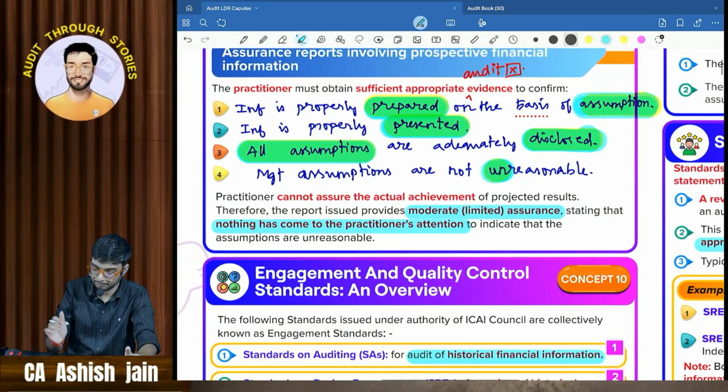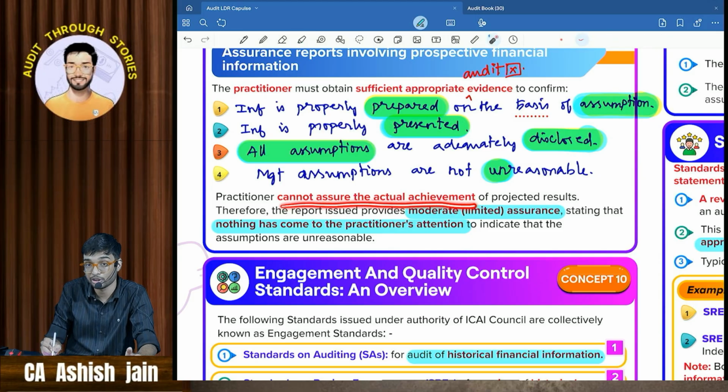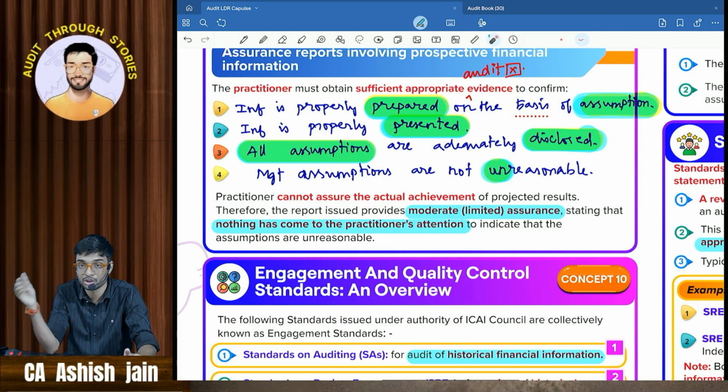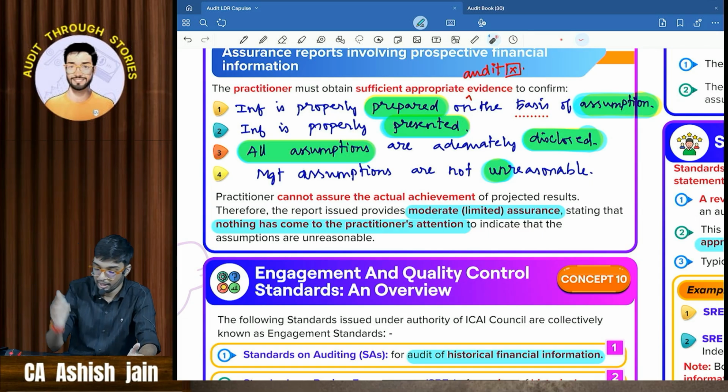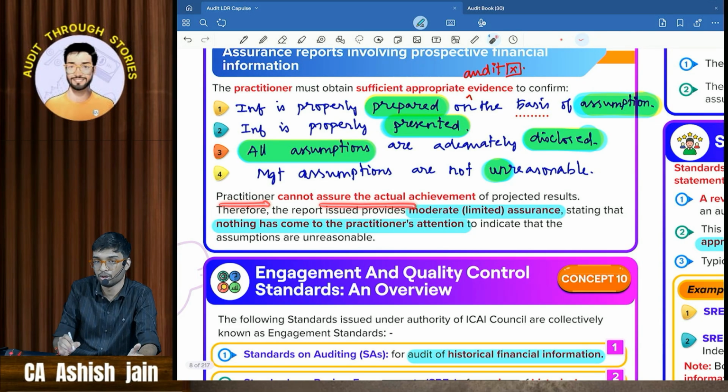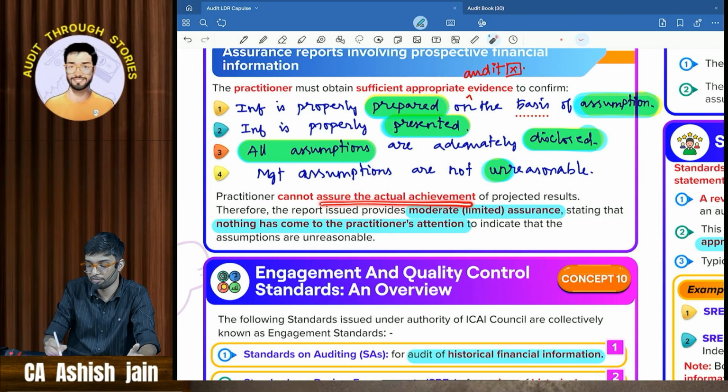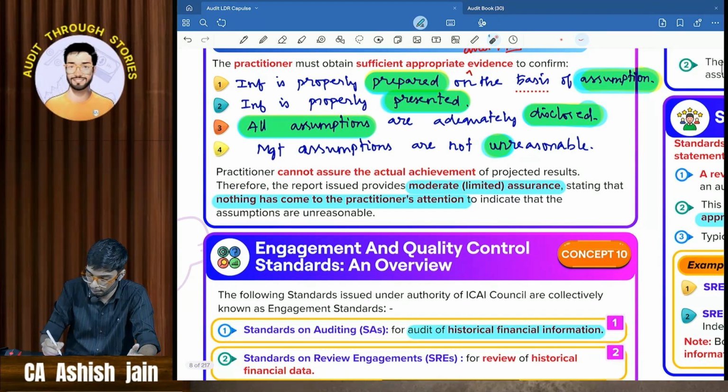And remember one thing, the practitioner cannot assure the actual achievement of the projected results. Management has predicted the next 5 years' sales and prepared a balance sheet for the next 5 years. Here the practitioner cannot assure whether the management will actually achieve it or not. Remember this. Therefore the report issued provides a moderate or limited assurance.